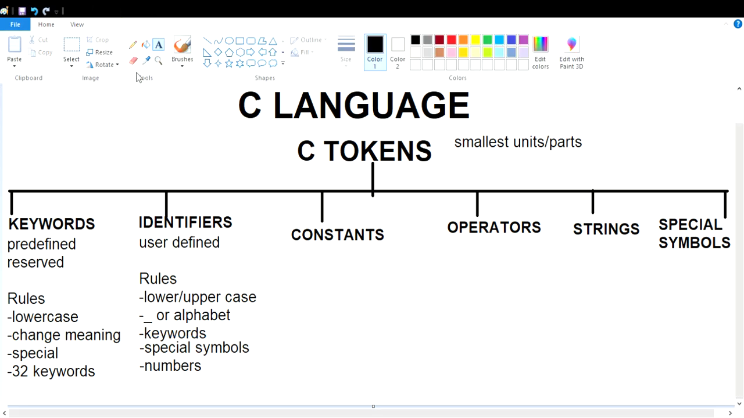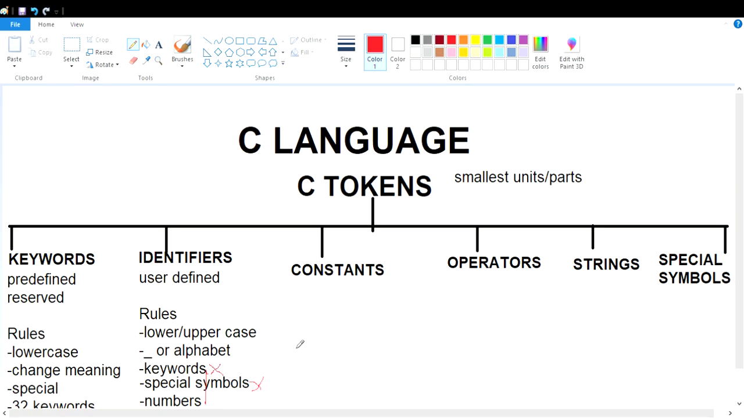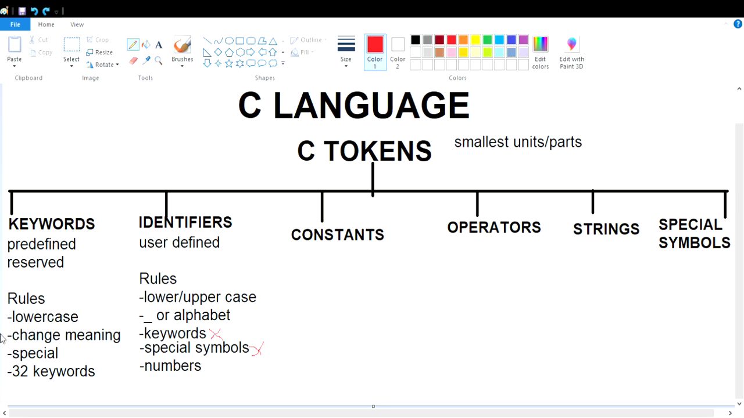So here we should not use the keywords. We should not use the special symbols, and we can use the numbers. That is, identifiers can be included with the numbers.